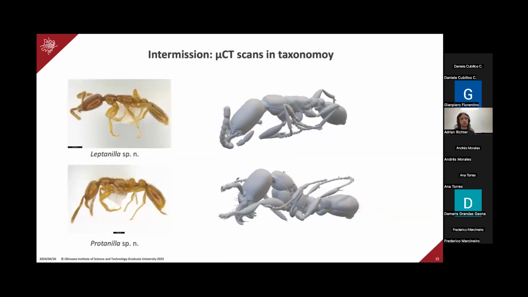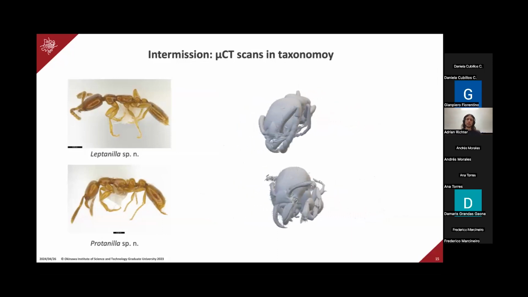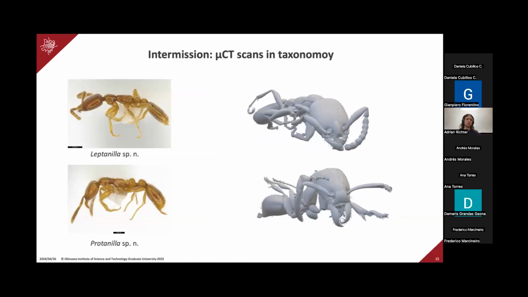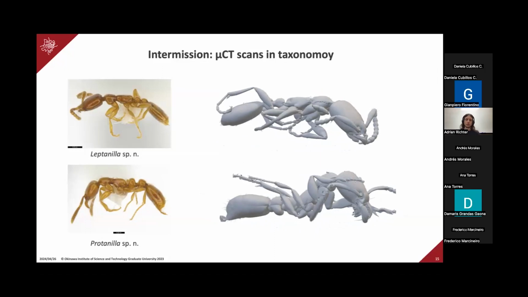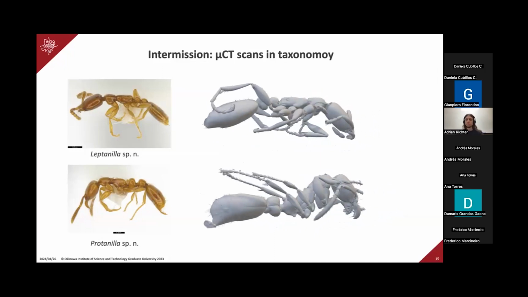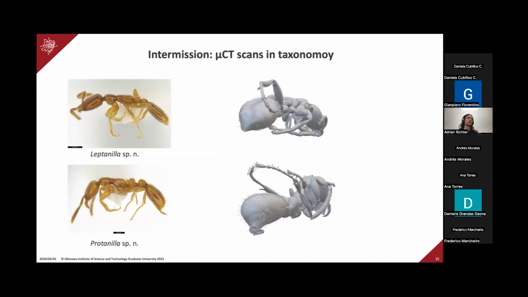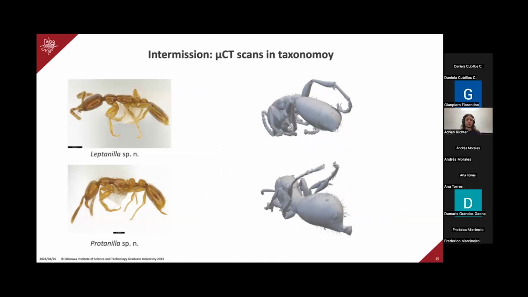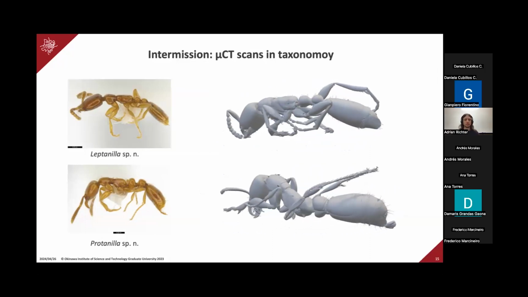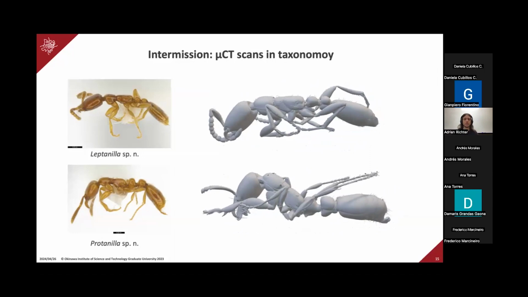Then a short intermission, I want to quickly mention this because I like this project. I was at the ant course in Vietnam two years ago now, and I found two new species of leptanillines, a Leptanilla and a Protanilla. Together with colleagues from Vietnam, the United States and also Japan, we are describing these two new species and some other new species of the leptanillines from Vietnam.